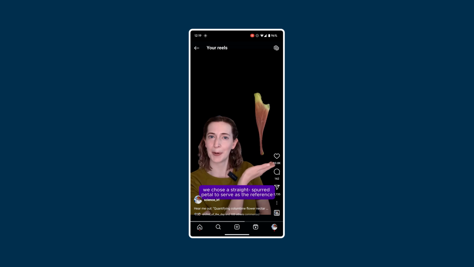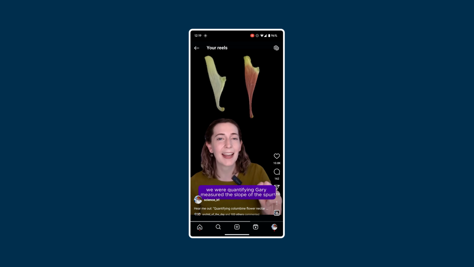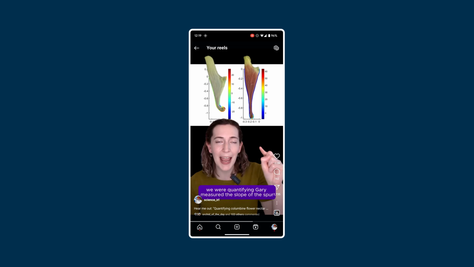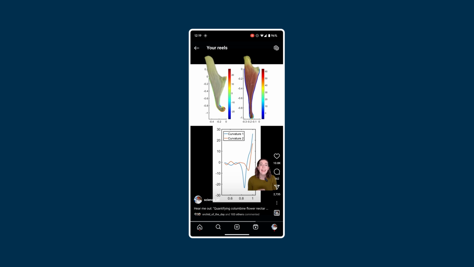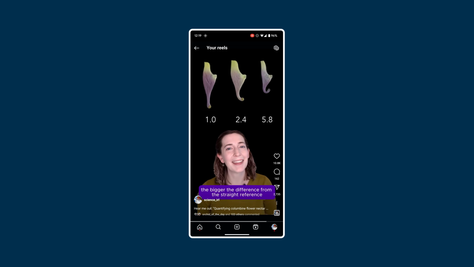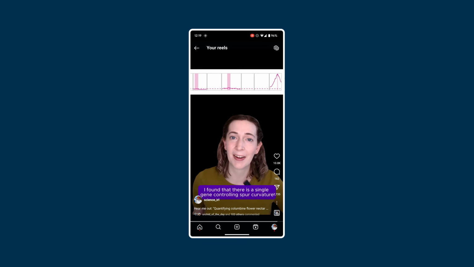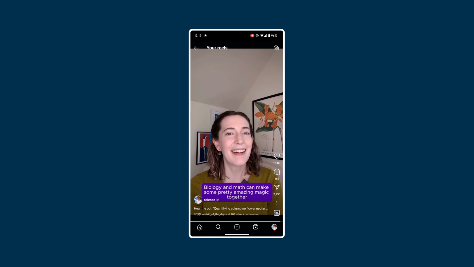First, we chose a straight spurred petal to serve as the reference. For both the reference spur and the spur we were quantifying, Gary measured the slope of the spur edge at many points along its length, and then generated plots of the change in slope. By subtracting the area under the reference plot from the measurement plot, he could generate a number that represented curvature. The bigger the difference from the straight reference, the curvier the spur. I finally had curvature quantification data for all my spurs. By analyzing them together with my genome sequences, I found that there is a single gene controlling spur curvature. Biology and math can make some pretty amazing magic together.